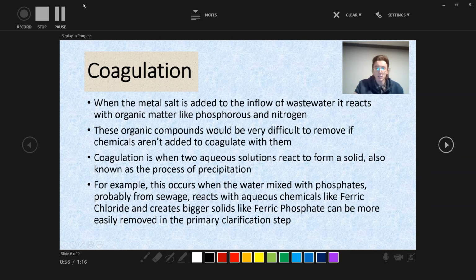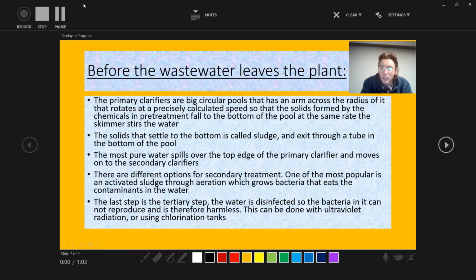So the water and phosphorus creates a hydrogen phosphate. And so when you mix ferric chloride and hydrogen phosphate, you get ferric phosphate, which is a solid. This solid is easily removed in the primary clarification step, which I'll explain to you on the next slide. The chemicals are usually added into the stream early on in the wastewater treatment process so that the coagulation has time to occur before it reaches the primary clarifier.